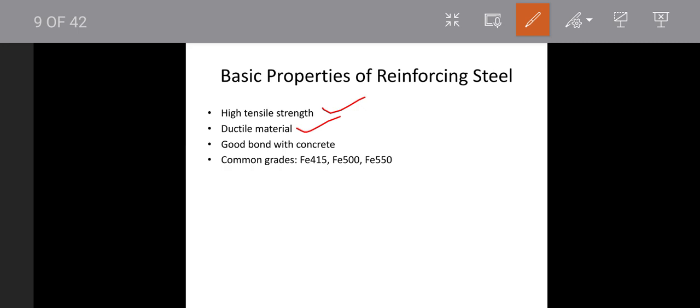It will also create a good bond, because we provide twisting on the bar, and it will create an outline which will help to create a good bond with the concrete. Commonly available grades are Fe 415, Fe 500 and Fe 550. In olden days we also used Fe 250.